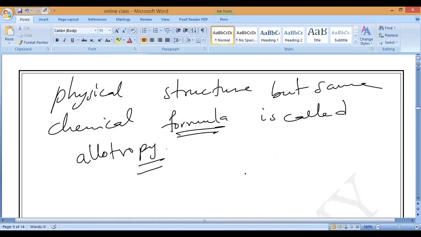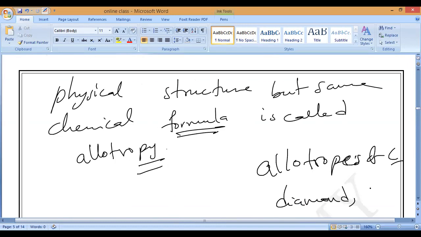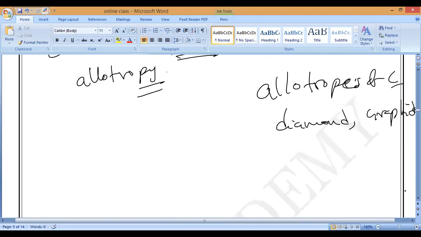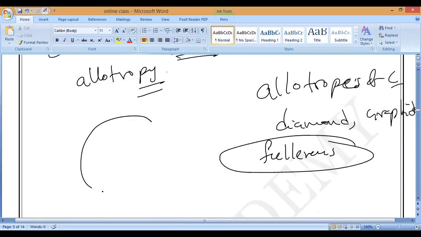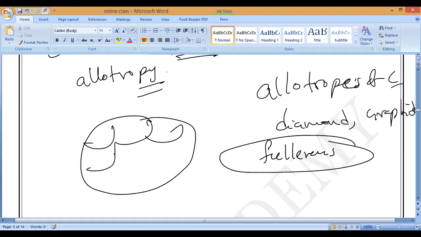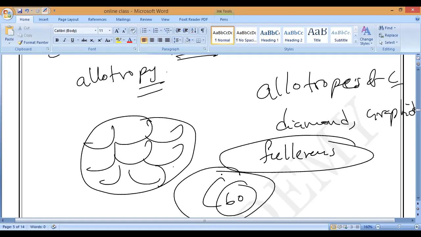So the allotropes of carbon. What are they? Diamond, graphite, coal, and one more thing will come, which you will study in class 10th. That is called fullerenes. Which look like a football structure. Have you heard the word Buckminsterfullerene? C60 we can call it. We will study it in class 10th chemistry. No problem. Fullerenes we can call them.